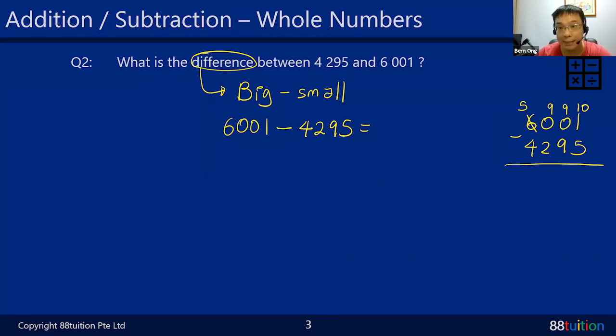So 10 plus 1 is 11. 11 minus 5 is 6. 9 minus 9 is actually 0. 9 minus 2 is 7. 5 minus 4 is 1. Therefore, your answer is 1,706. This is the only answer.